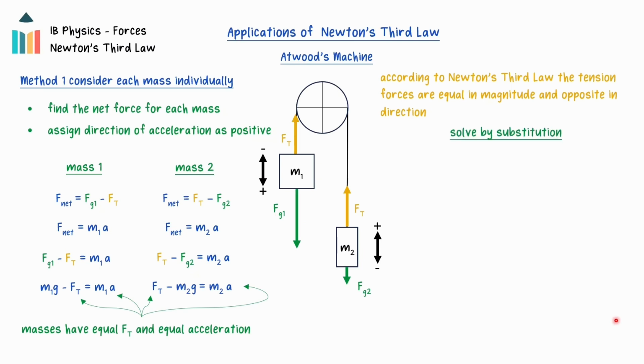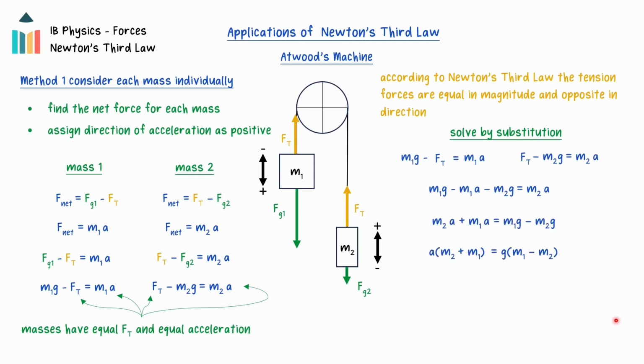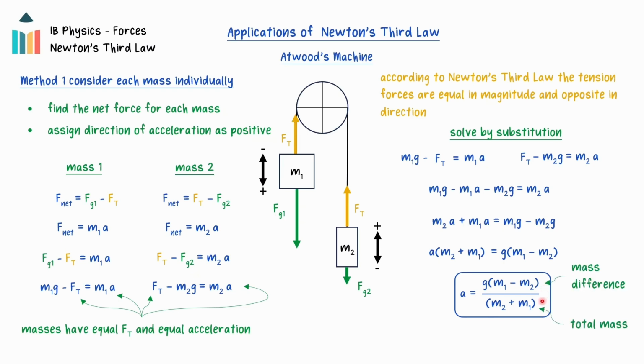To solve for the acceleration of the masses, we can use substitution: solving one of the equations for the force of tension, and then substituting this expression into the second equation. The resulting equation can then be rearranged to collect like terms, factored, and an equation for the acceleration of the masses can be found. Notice that the top of this equation features the difference in mass between the two masses, and the bottom features the total mass of the system.